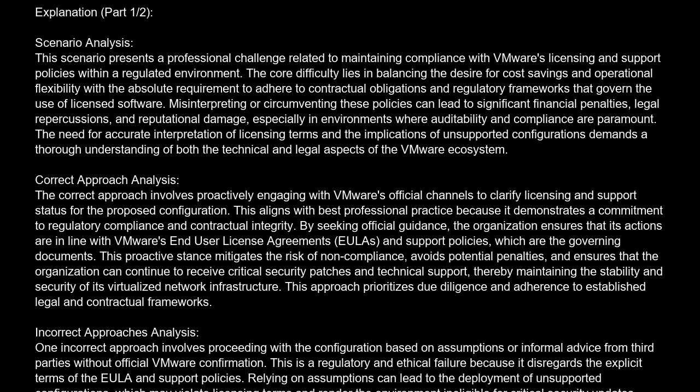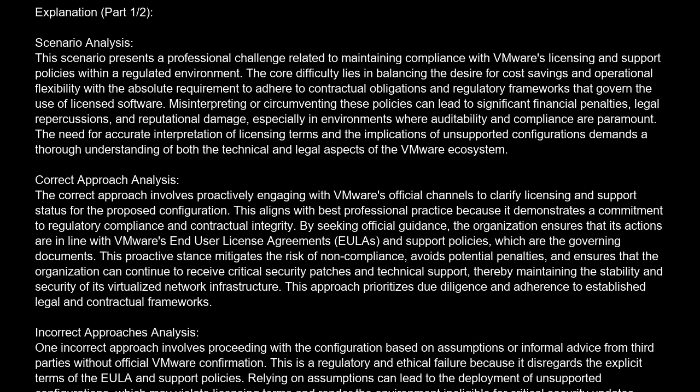Incorrect approaches analysis. One incorrect approach involves proceeding with the configuration based on assumptions or informal advice from third parties without official VMware confirmation. This is a regulatory and ethical failure because it disregards the explicit terms of the EULA and support policies. Relying on assumptions can lead to the deployment of unsupported configurations, which may violate licensing terms and render the environment ineligible for critical security updates, creating a significant security risk and potential compliance breach.